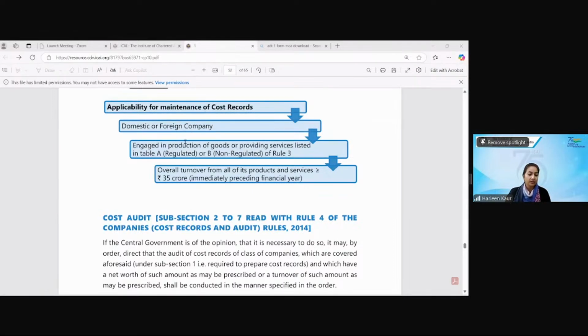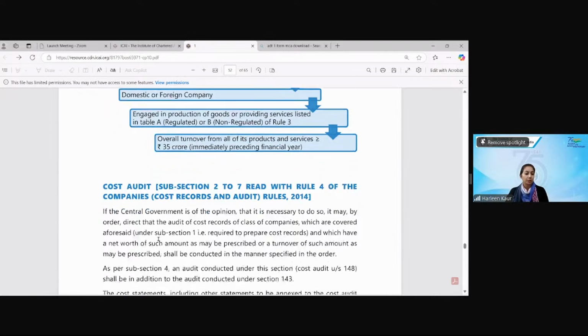First of all, it says that there are certain companies which are engaged in the production and providing of goods and services and having a turnover of more than 35 crore, they are only required to maintain these cost records. So whether it is a domestic company or foreign company, it is not for all the companies. It is only for the companies which have been under table A regulated and free or non-regulated table. Whatever details have been given over there, those companies only which are having their turnover more than 35 crores or equal to, they are only required to maintain the cost record.